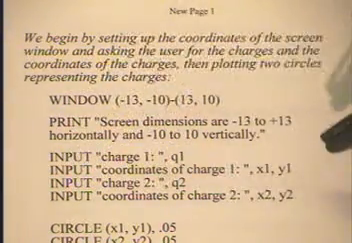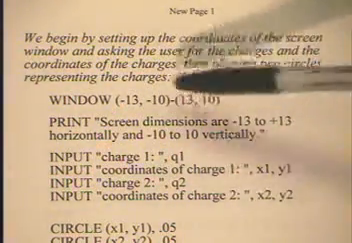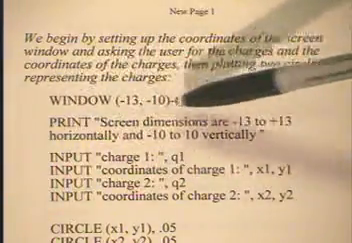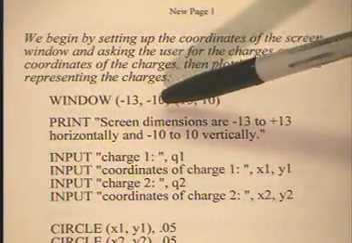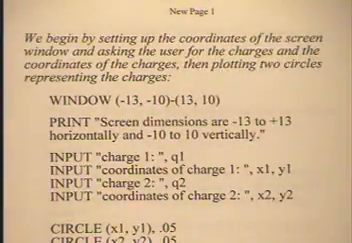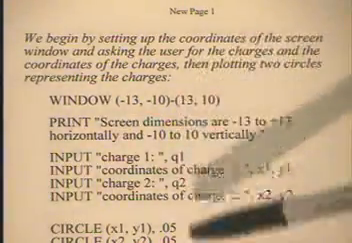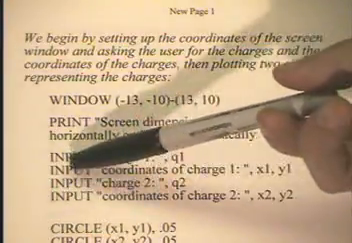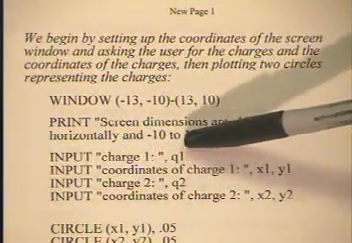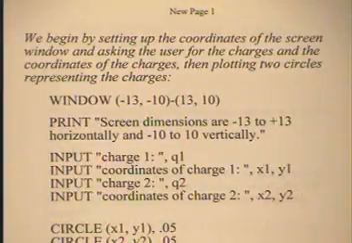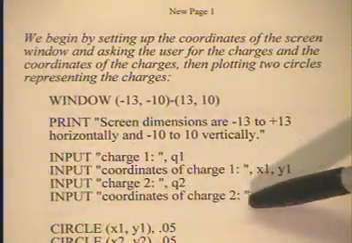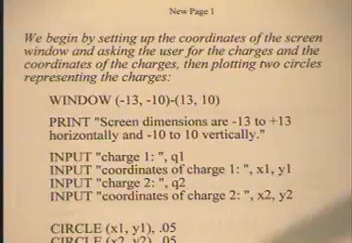Now, you don't have to learn how to do this programming. Just very briefly, at the beginning, we set up the screen window from negative 13 to positive 13 in the x and negative 10 to 10 in the y directions. We print out a little message here, and then we ask the user to input the charge, which we'll call Q1. That's charge 1, and its coordinates, x1 and y1. Then the charge Q2, its coordinates x2 and y2.